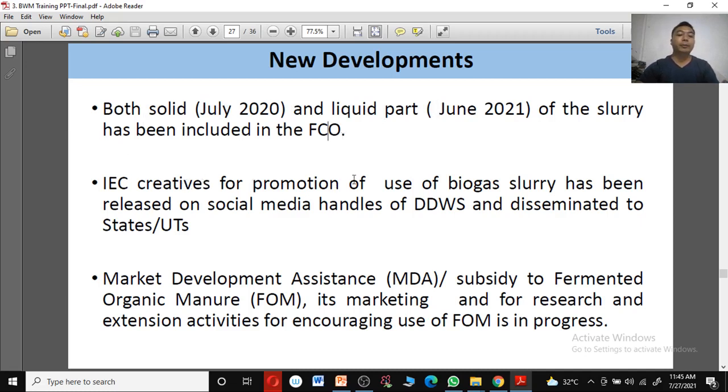As a new development, both solid and liquid slurry have been included in the FCO. IEC material for promotion of the use of biogas slurry has been released on social media. Market development assistance, subsidy for fermented organic manure and its marketing, and research and extension activities for encouragement of FOM are also in progress. These are some of the progress that took place in 2020 and 2021.